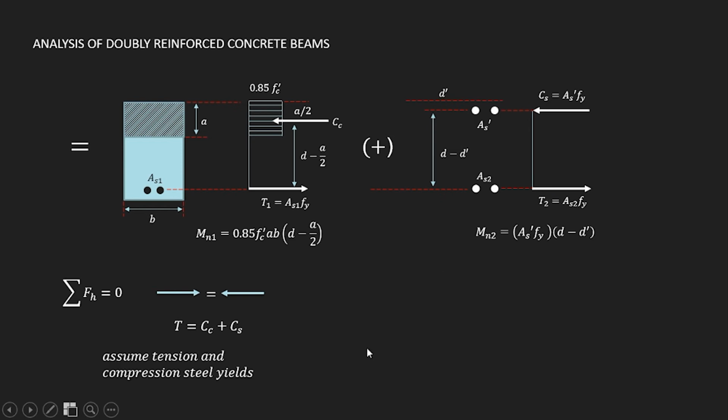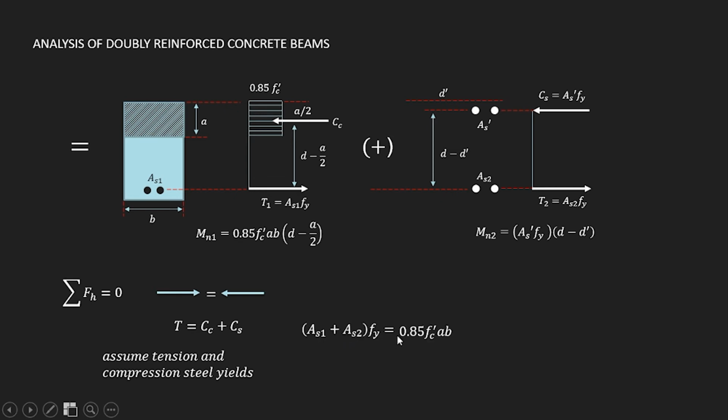This time, we assume that tension and compression steel still yield, so for the stress of our tension steel and our compression steel, we will use Fy. So our equation now has T1 as AS1 Fy and AS2 Fy for T2. For the sum, we can factor out Fy, so AS1 plus AS2 times Fy.